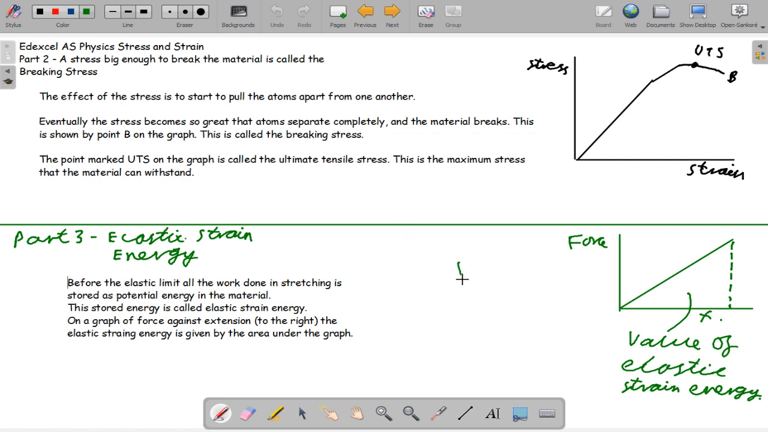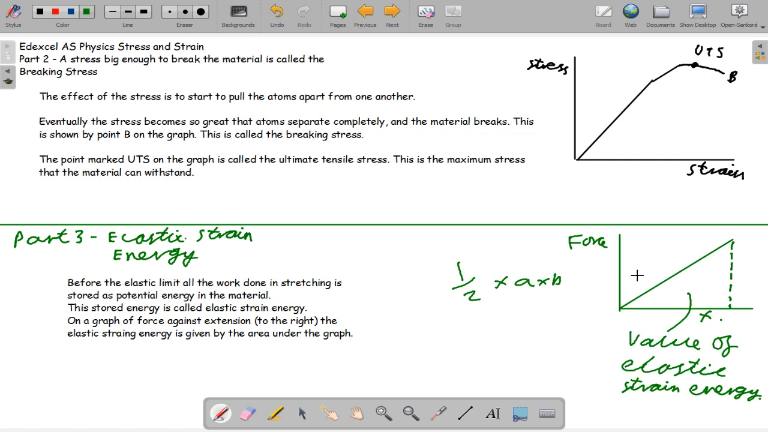In order to find that, you just do half times A times B for the area of a triangle. So then you'd use the X intercept, Y intercept, and then you'd calculate the triangle like that.